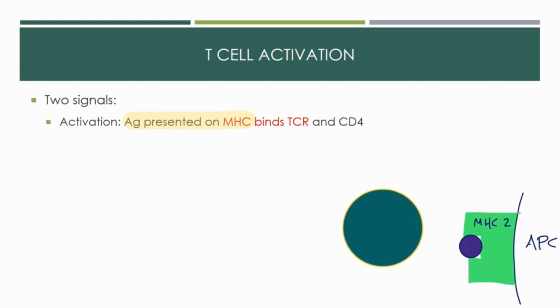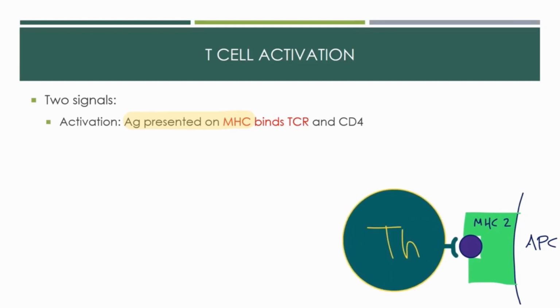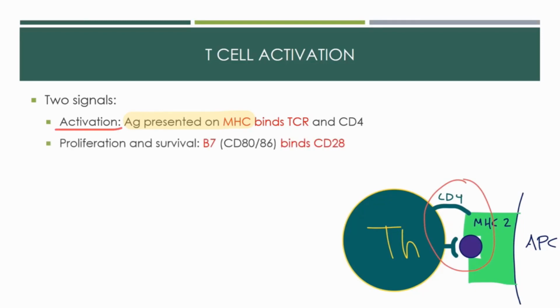When it passes a helper T cell, the T cell receptor can recognize the antigen as being its cognate antigen and binds to it with its associated CD4 molecule stabilizing the connection to MHC2. These three together, the T cell receptor, its co-receptor, and MHC, form what is called the immunological synapse, and this is the activation signal. After activation, the T cell still requires a co-stimulatory proliferation and survival signal.